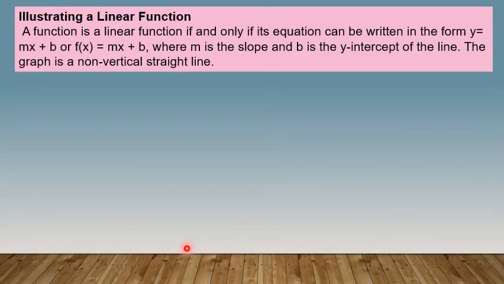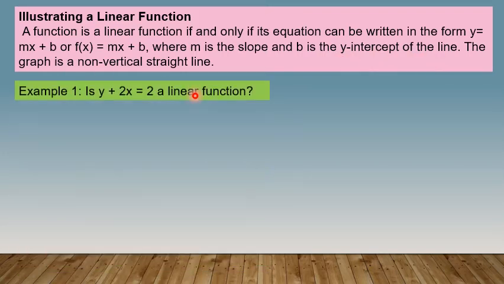Illustrating a linear function. A function is a linear function if and only if its equation can be written in the form y equals mx plus b, or f of x equals mx plus b, where m is the slope and b is the y-intercept of the line. The graph is not a vertical straight line. So let's have the example.